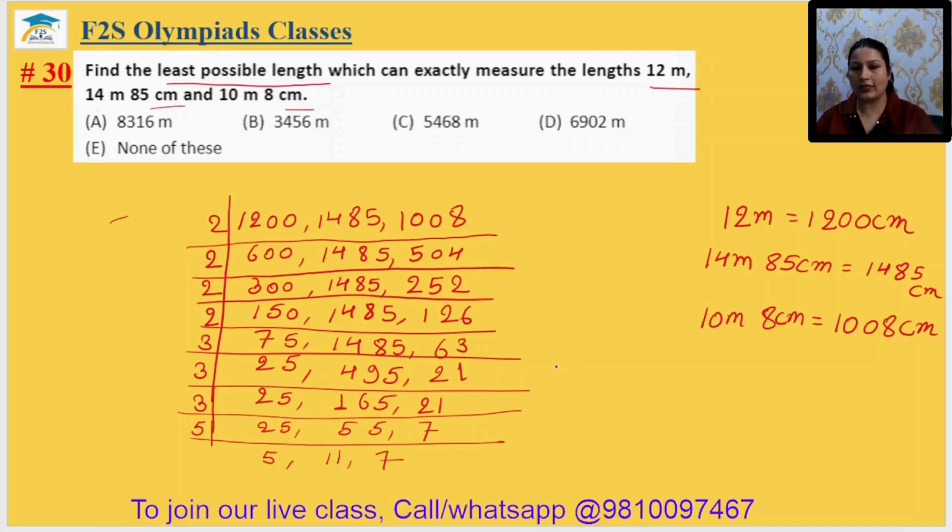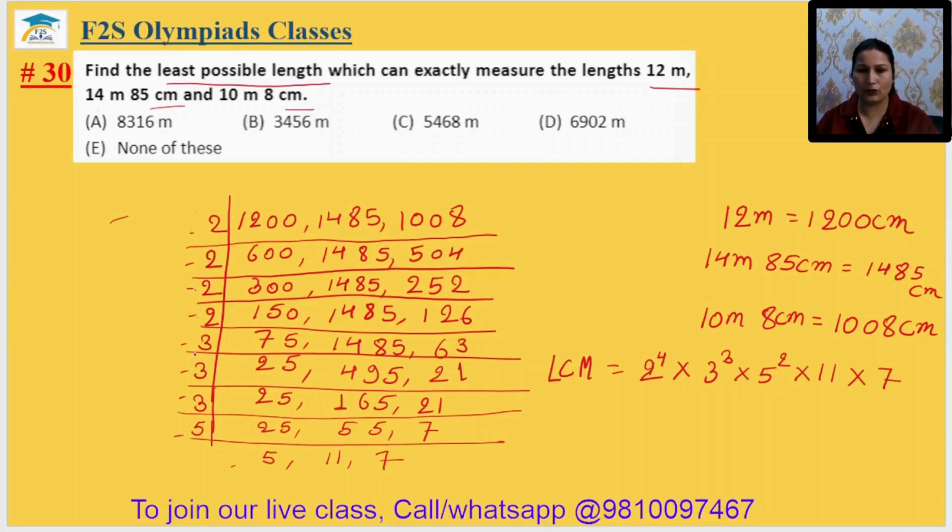Okay? So LCM equal to, how many times are 2? 1, 2, 3, 4, 4 times 2. So 2 to the power 4 multiply by 1, 2, 3, 3 to the power 3 multiply by 5 to the power 2 multiply by 11 multiply by 7. Okay?